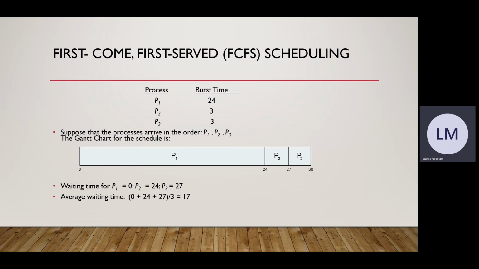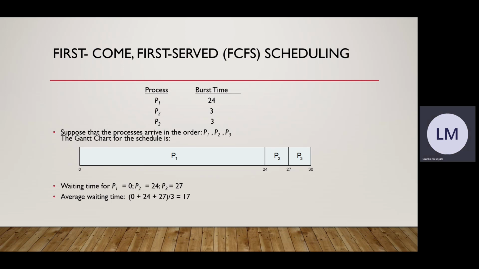Let us go through the example. In this example, we have considered three processes, P1, P2, P3. P1 has a burst time or execution time of 24 units, P2 3 time units, and P3 3 time units. We are going to assume that the arrival order is P1, P2, and P3.